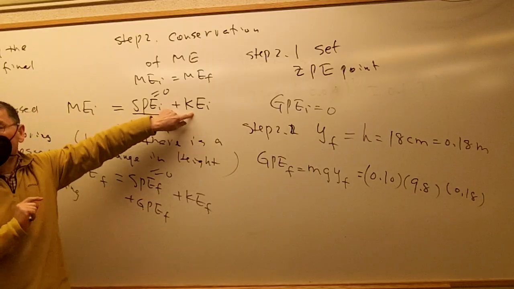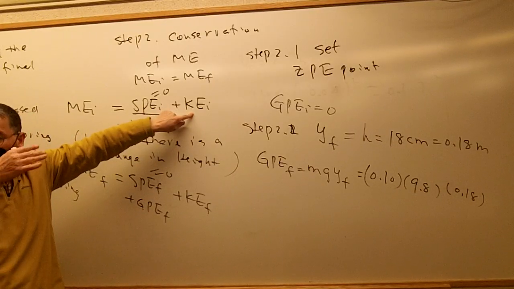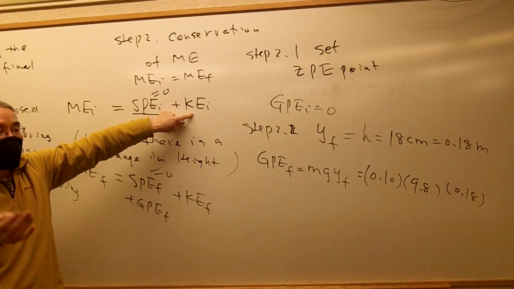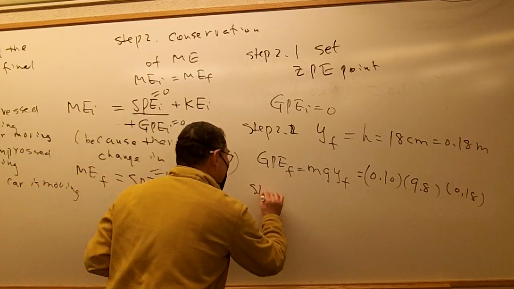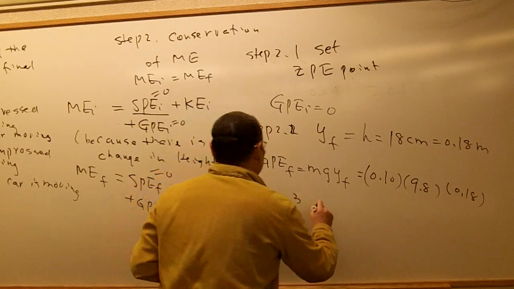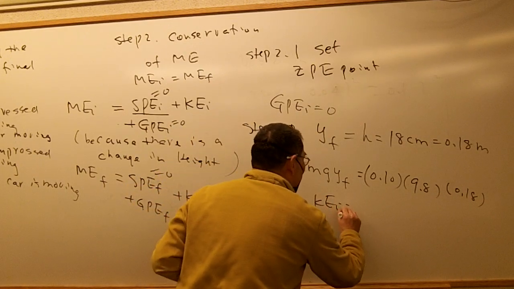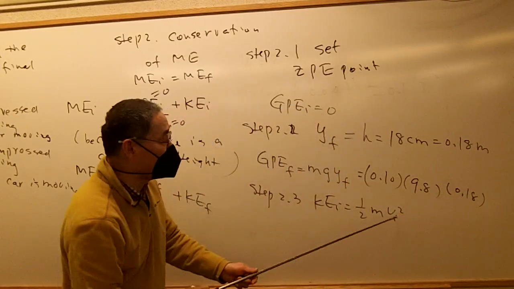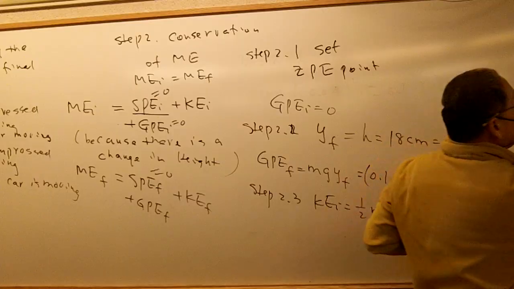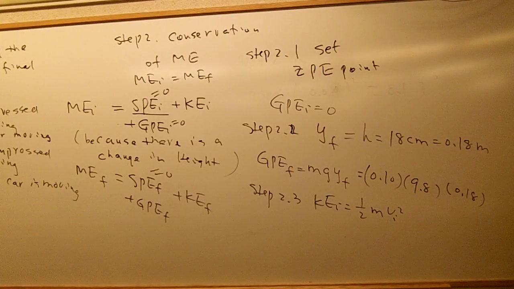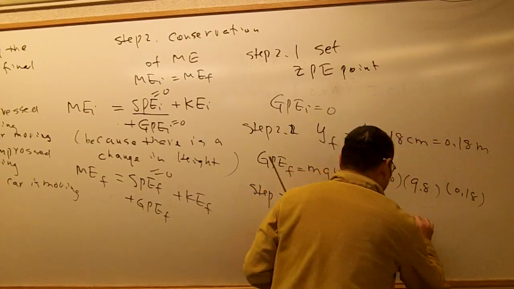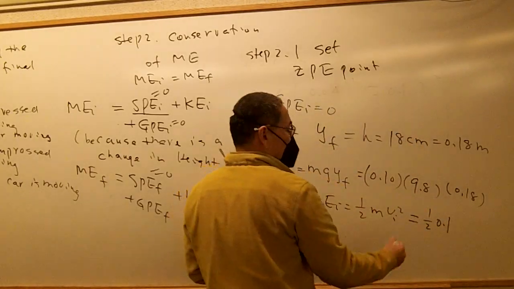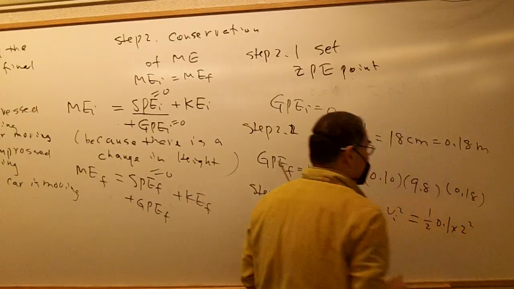Do we know KE_i, initial kinetic energy? Do we know that? Yes or no? Yes. In other words, we can calculate it. So this KE_i just equals 1/2 m v_i squared. Now this initial is really once it leaves the spring, and that's how large this one is. We also know that, that's the 1/2. We know the mass, 0.1. And the velocity, we know that's 2 meters per second. Okay.